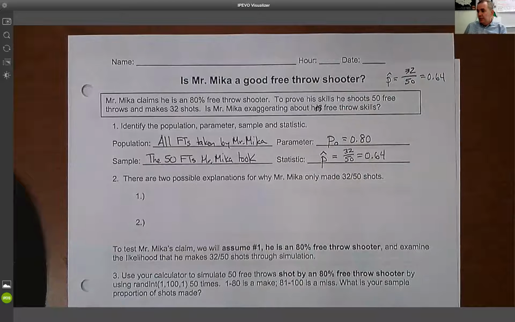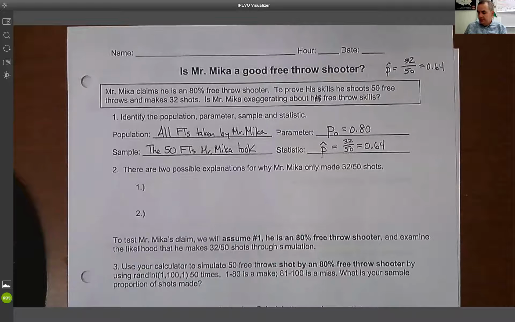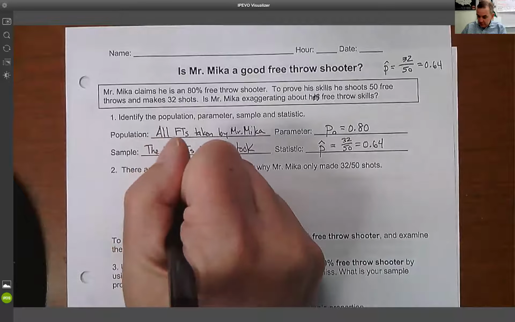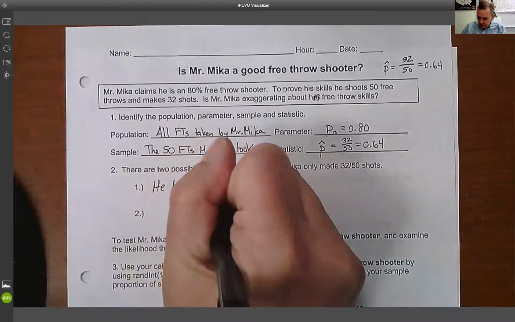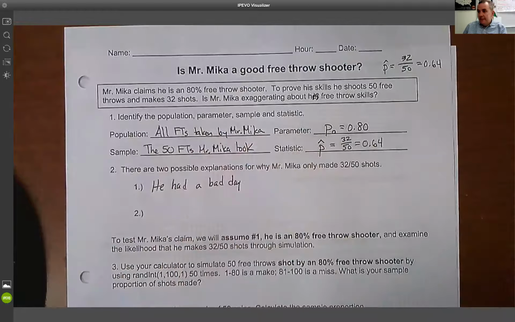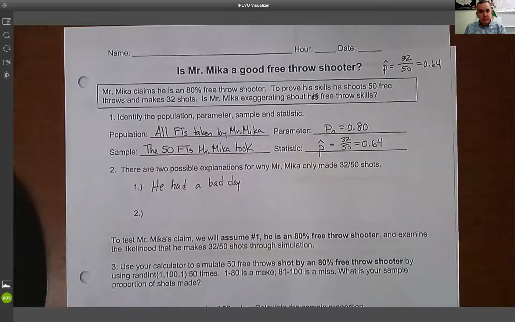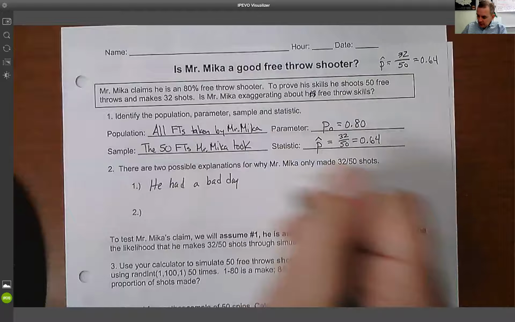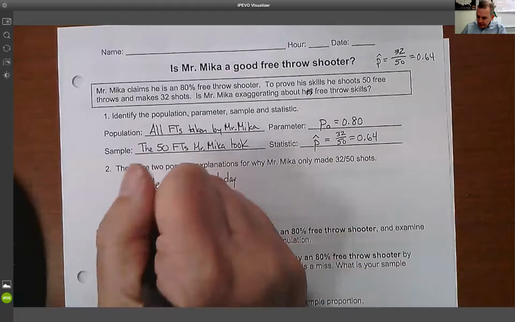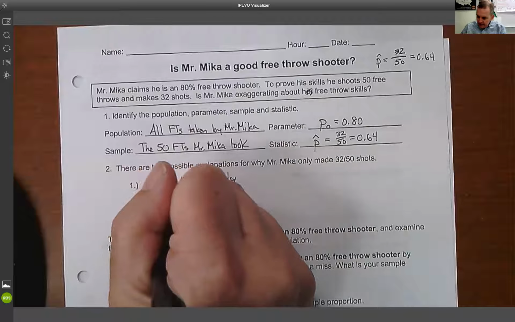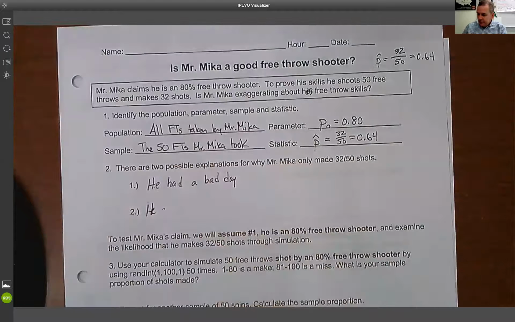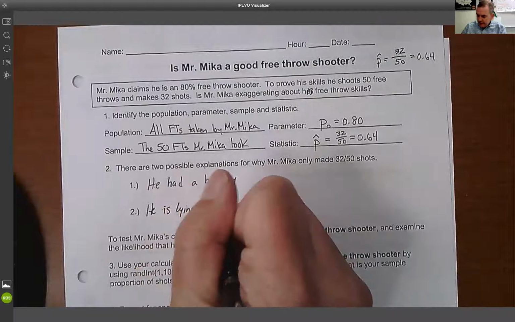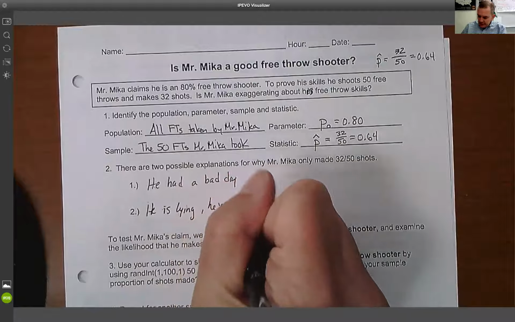So what are two explanations why he only made 32 out of 50 shots? Well, one of them could be he had a bad day. Just wasn't feeling the free throws, didn't really do well. The first one is he had a bad day. The second one is he's lying. He's not an 80% free throw shooter.